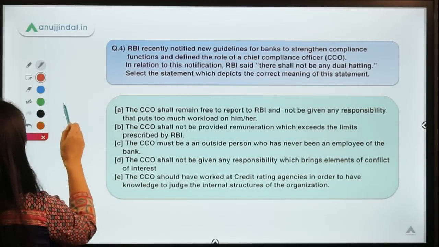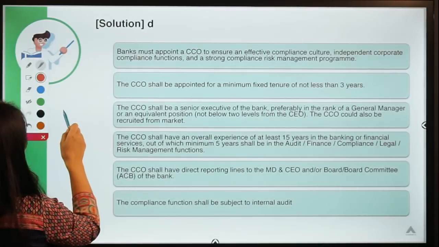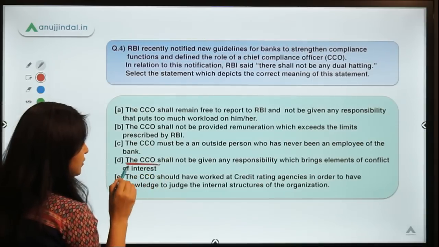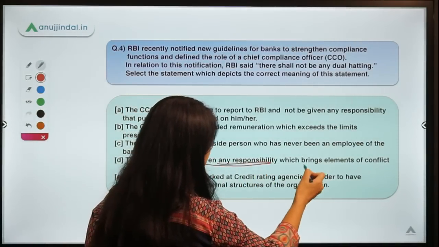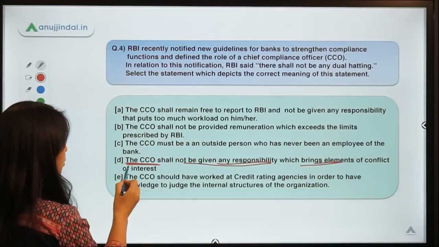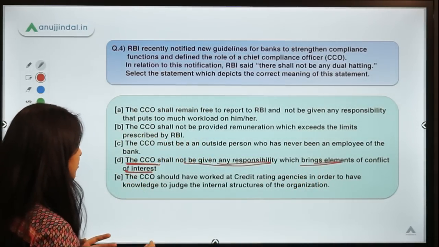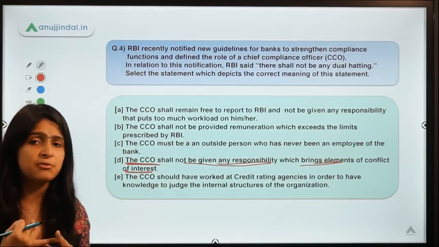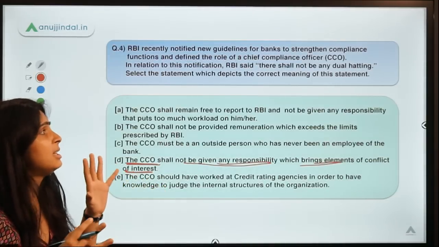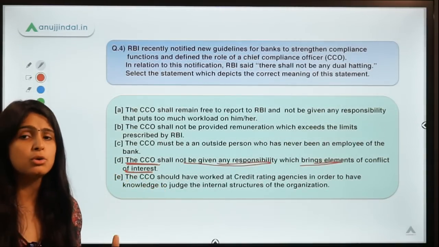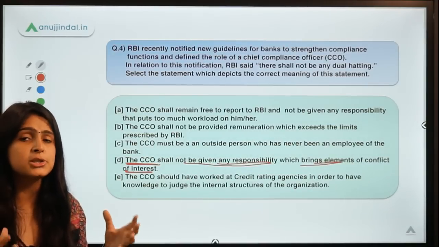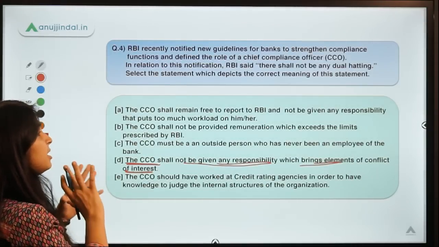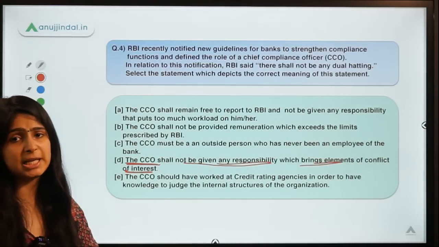Moving ahead to the correct option for this question, the correct option is option D. Option D means the CCO, or the chief compliance officer, shall not be given any responsibility which brings elements of conflict of interest. So basically RBI is saying, okay, you appoint a chief compliance officer. Basically you can guess from its name what a chief compliance officer is supposed to do: ensuring that things are going as per the rules, or that the organization is complying with all the rules, right? So now they are saying that there should not be any dual hatting with the CCO.